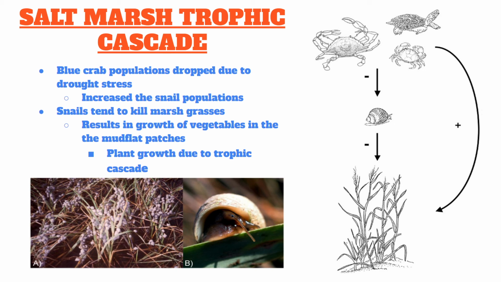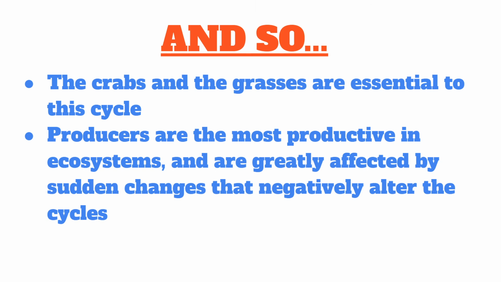So this unnecessary and unwanted plant growth is due to the trophic cascade occurring. So now we have these plants that don't belong in this ecosystem and are not essential for this ecosystem. The crabs and the grasses are essential to this cycle. Producers are the most productive in ecosystems and are greatly affected by sudden changes that negatively alter the cycle.